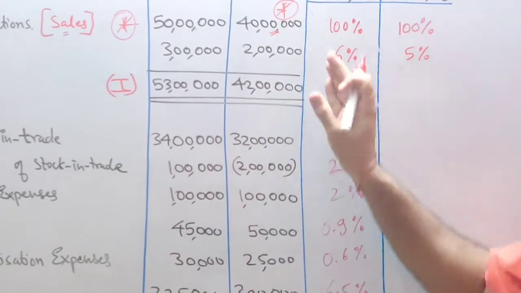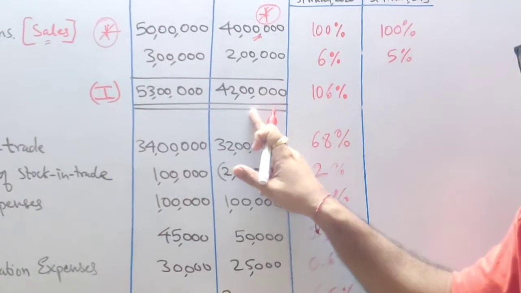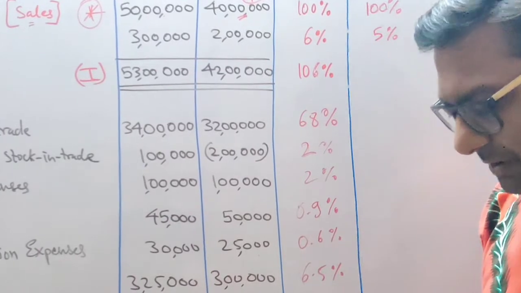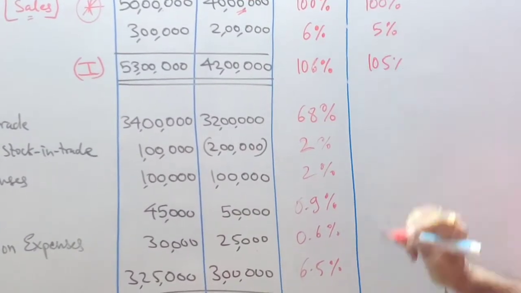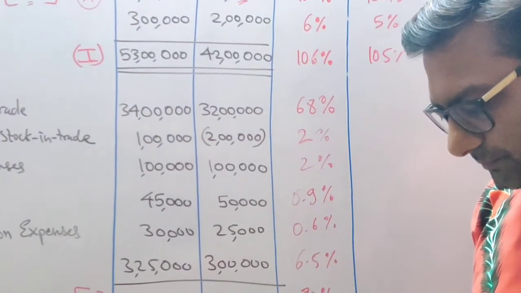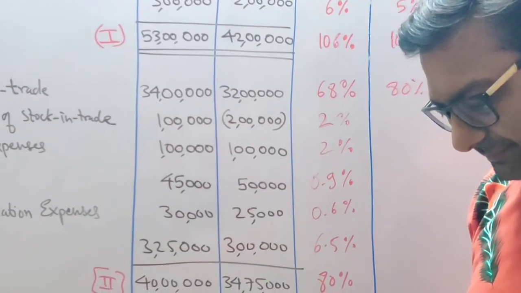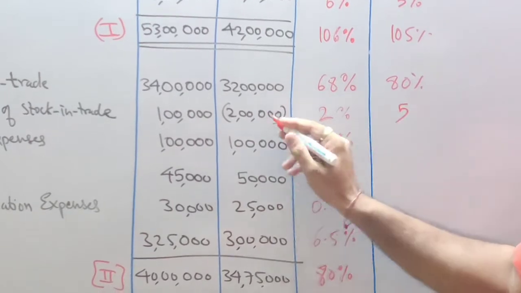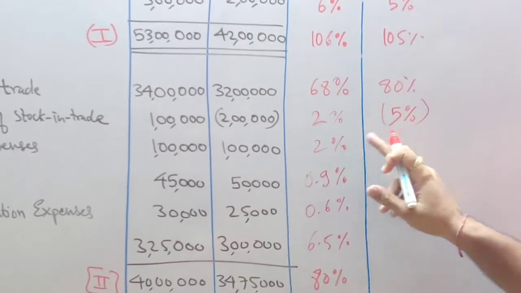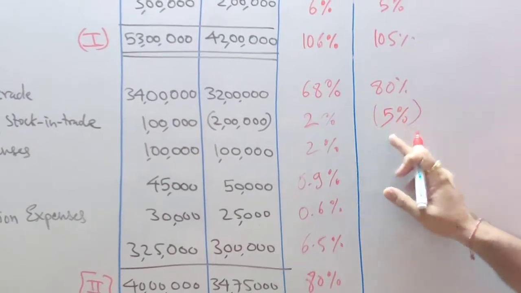Now don't type the common denominator 40 lakh again and again. The shortcut is: type the amount and percent. So I'm doing that. 42 lakh and percent. Answer is 105%. Likewise for 32 lakh, percentage 80%. Then for 2 lakh, percentage 5. Now since the amount is in brackets, your percentage will also be in brackets.